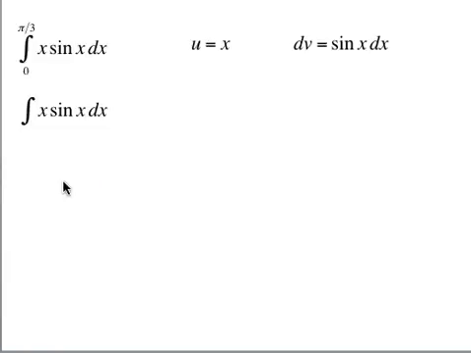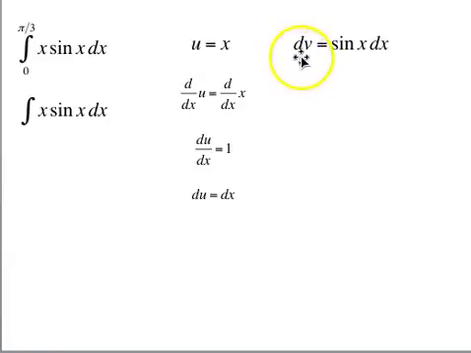Same process, we need to get du and v. If u is x, take the derivative with respect to x of both sides. Derivative with respect to x of u is the derivative with respect to x of x. So du dx is 1, which means du is dx. Very nice. Over on this side, the integral of dv is the integral of sine x dx. Integral of dv is v. Integral of sine x is minus cos.